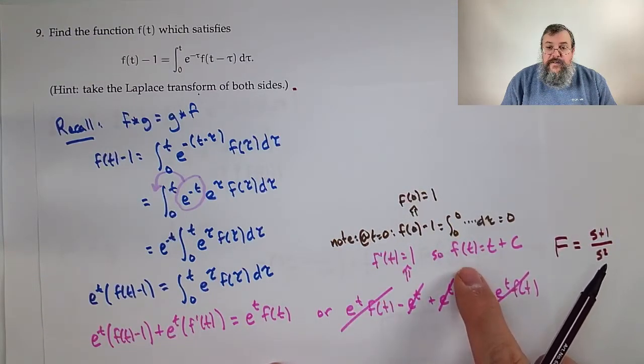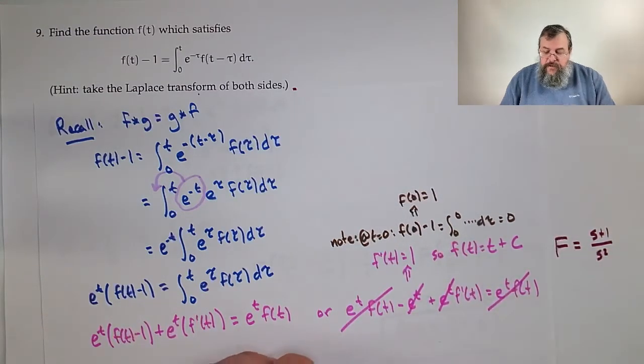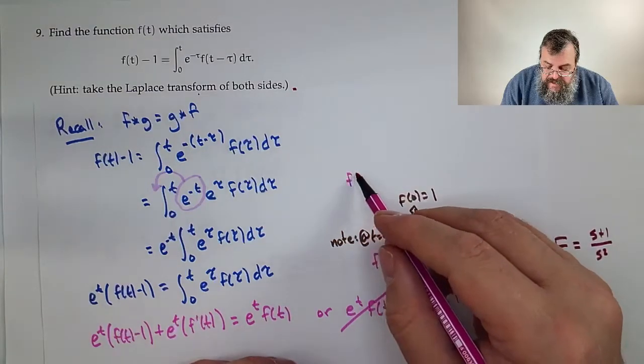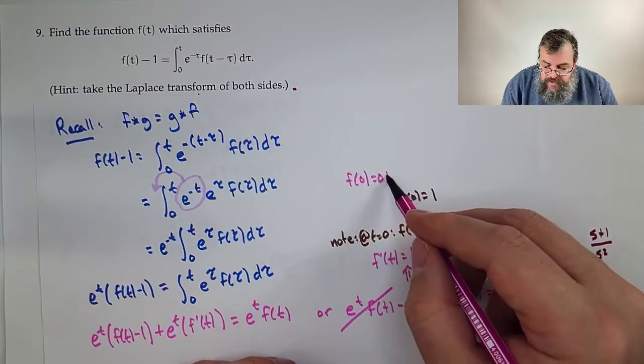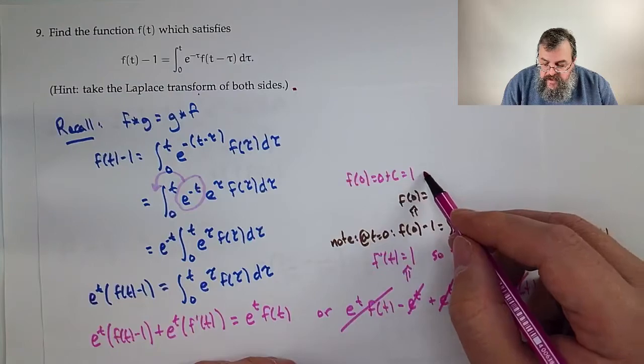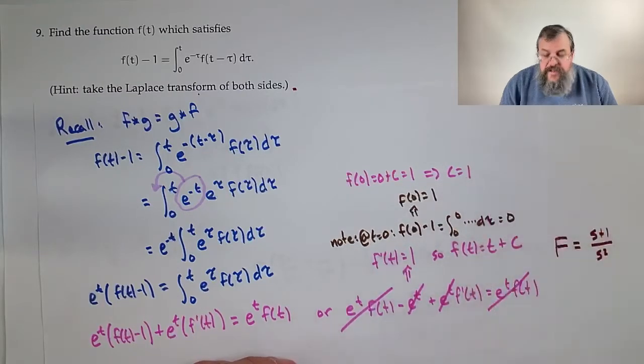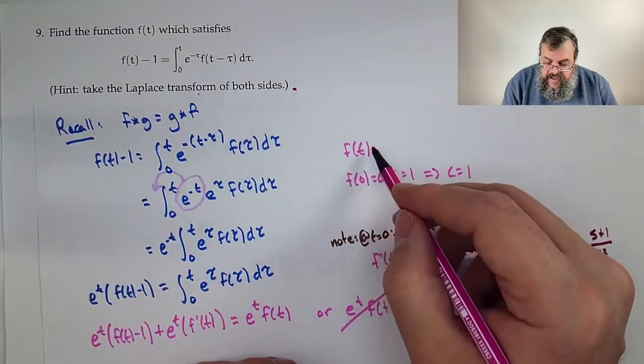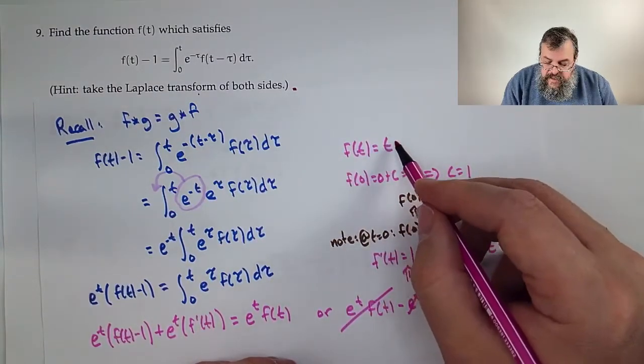So now, since we know f of 0 equals 1, we can keep going. We say, well, we know f of t equals t plus c. So f of 0 equals 0 plus c equals 1. So that tells us that c equals 1. And so we end up with our final answer, f of t is equal to t plus 1.